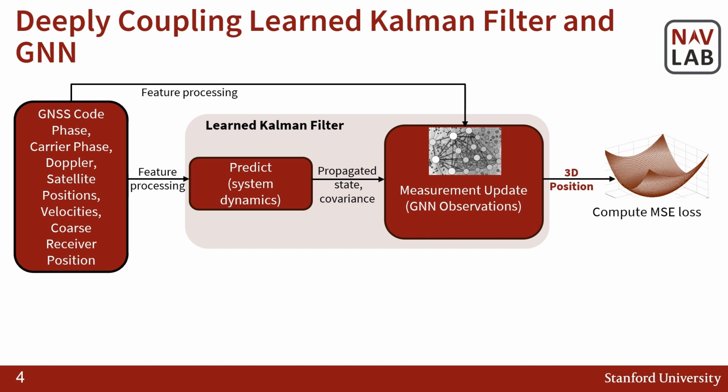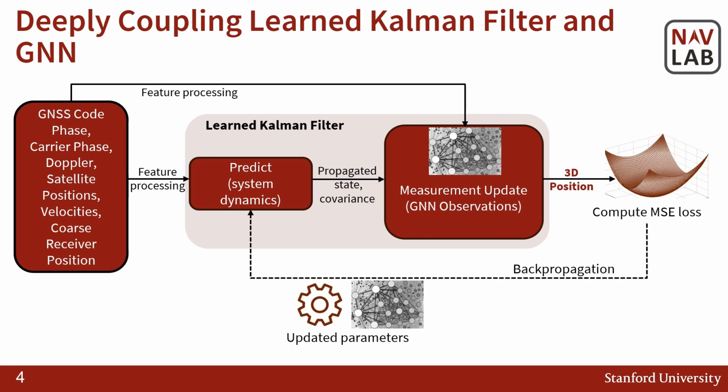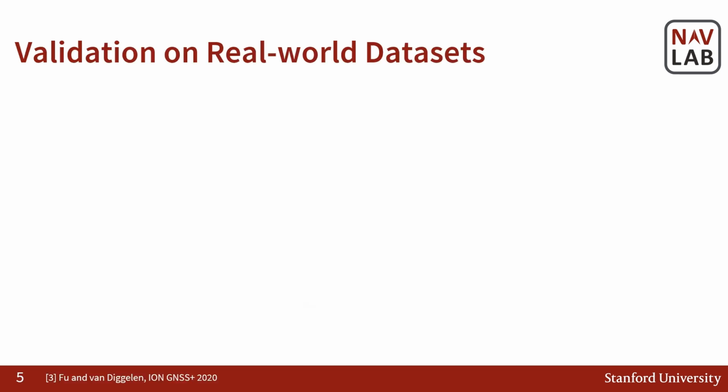And then finally, given the estimate of the current position and our known position from ground truth, we compute the mean square error loss, which is then used to train this entire filter in an iterative manner. So in the backpropagation step, the filter parameters get updated, the GNN nodes are also updated in an adaptive manner, which then helps improve future versions or future estimates of the state.